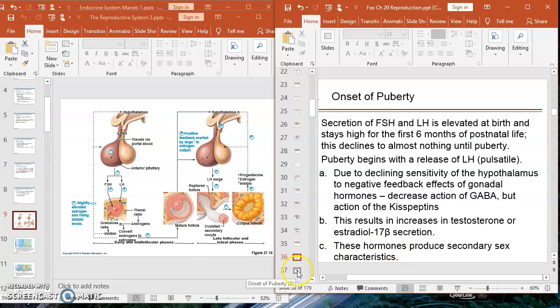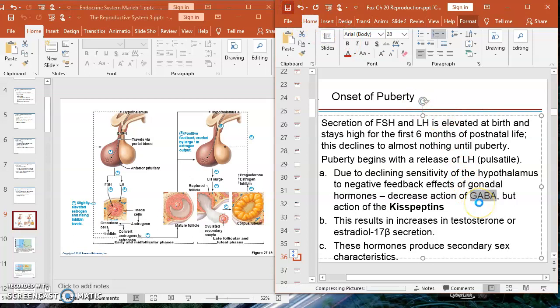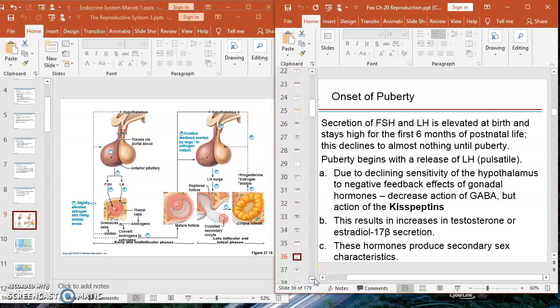Okay, so two things: the kisspeptins that we spoke of, their action particularly in the female, and the decrease in sensitization to the GABA seem to be the actions that do this. Okay? All right. So we will go a little further now.